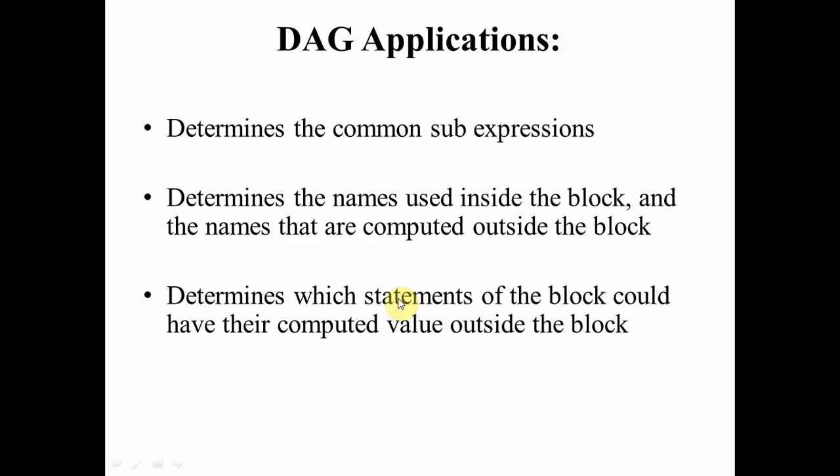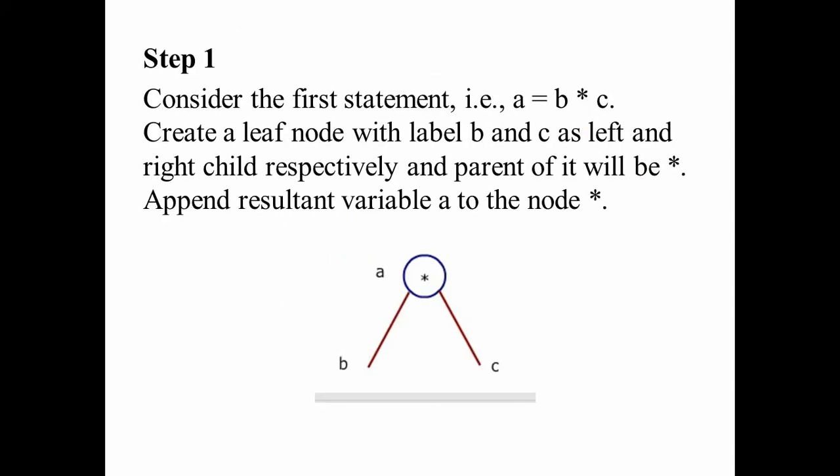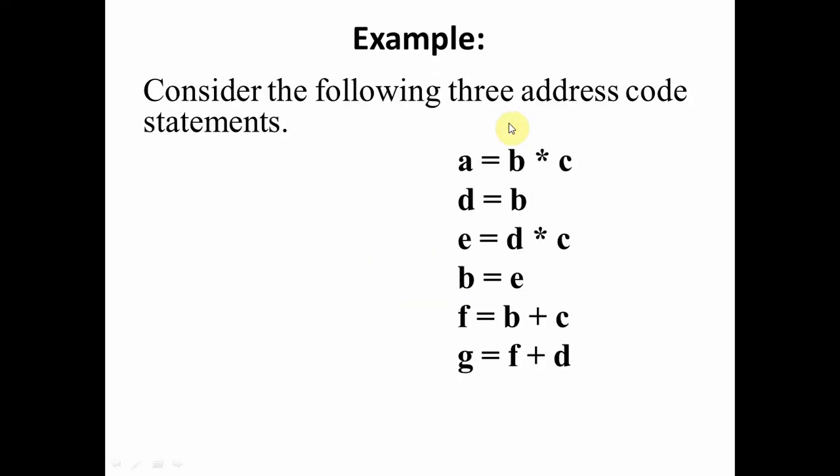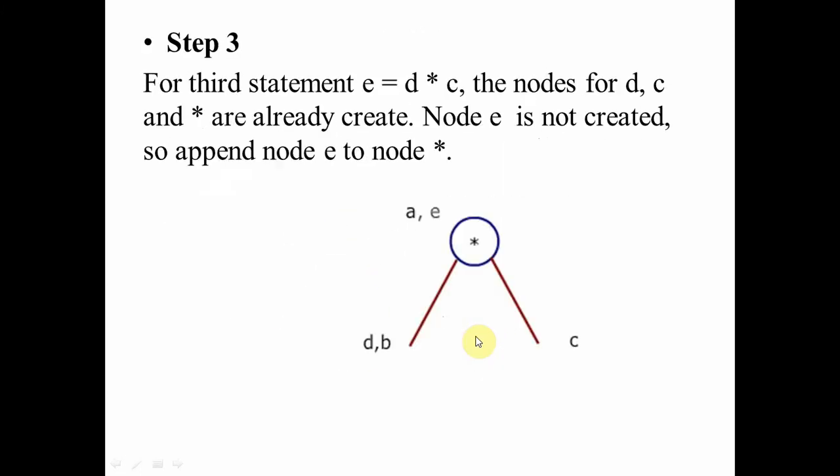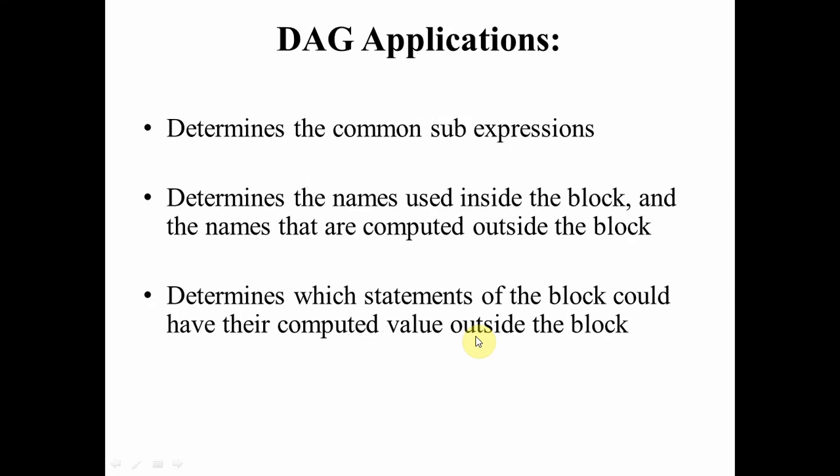So what are the applications of DAG? It determines common sub-expressions. What are the common sub-expressions here? In the given basic block, B into C is a common sub-expression. B into C and D into C, since D equal to B. So B into C will be considered as a common sub-expression. So identify the common sub-expression, then remove it for getting optimized code.